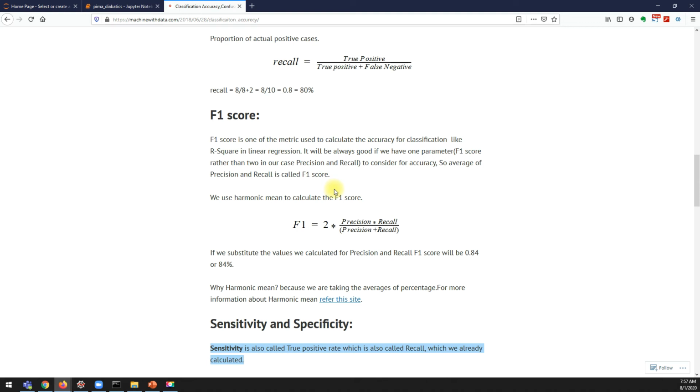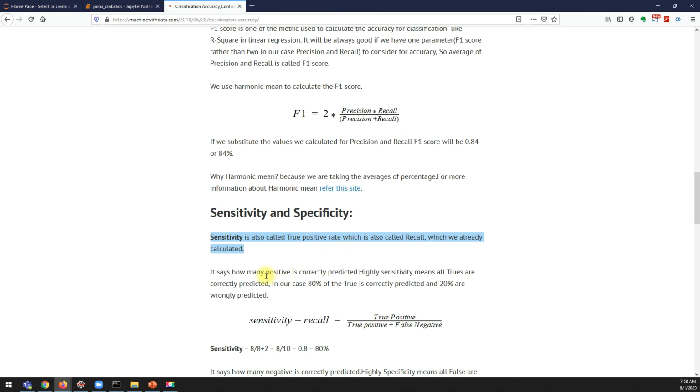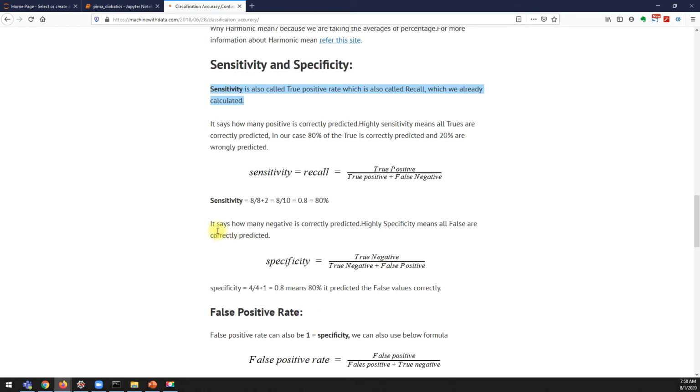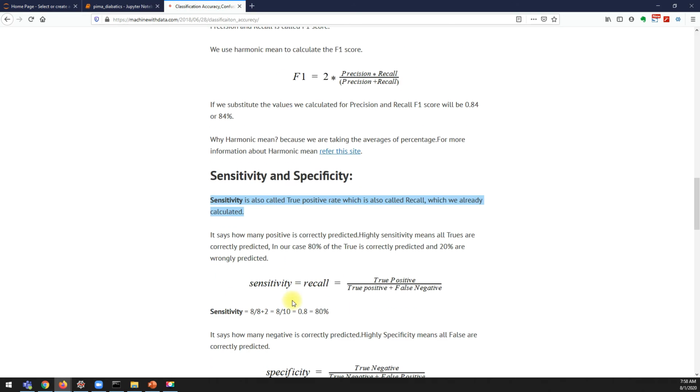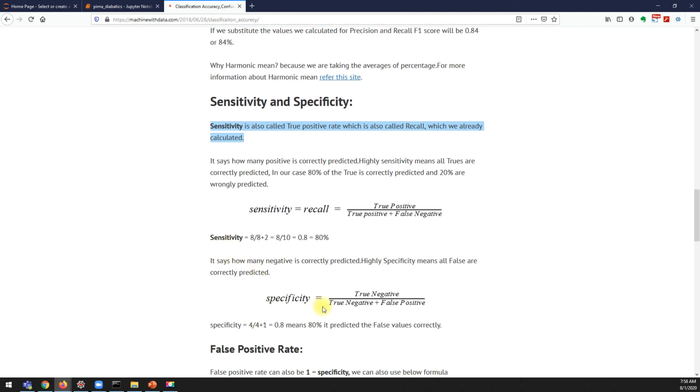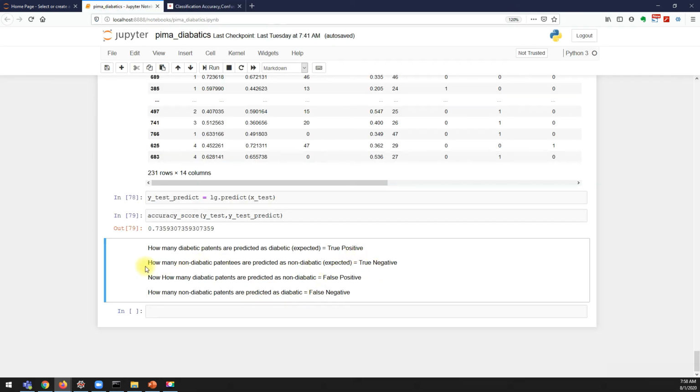How many positives are predicted as positives, the perfect true positive rate. So sensitivity is also called the recall, obviously. We got 80% here. And we have specificity. Specificity is how many negatives are correctly predicted as negatives. It is quite opposite to the recall. Recall says how many positives are predicted as positives, whereas specificity says how many negatives are predicted as negatives, which in this case, the second case, is how many non-diabetic patients are predicted as non-diabetic.